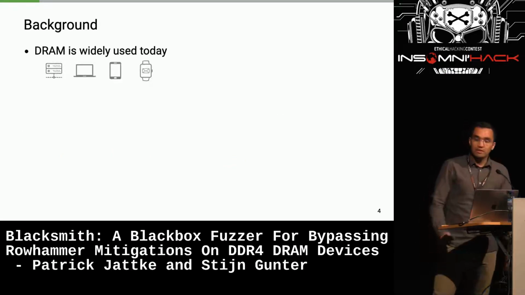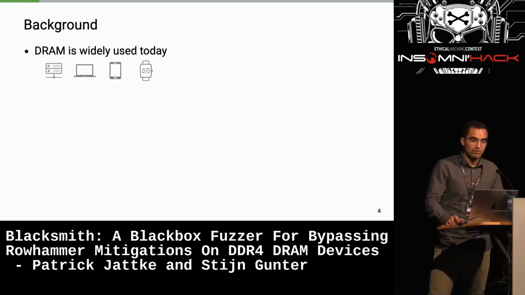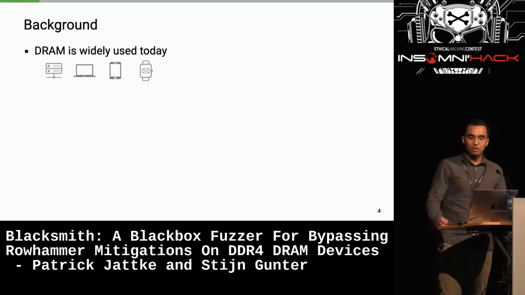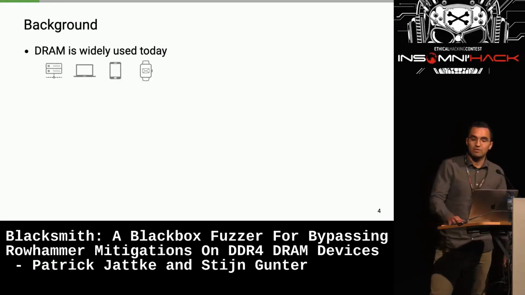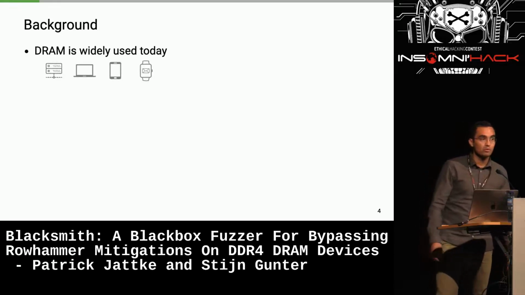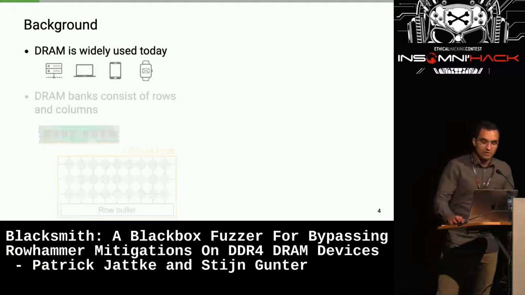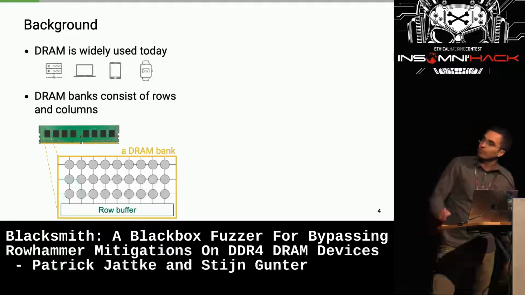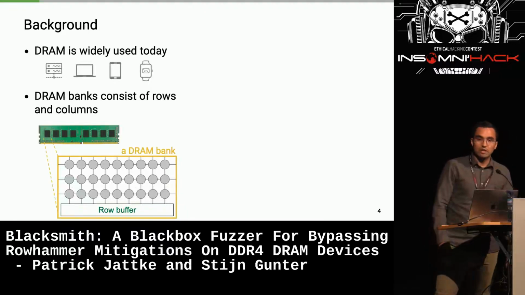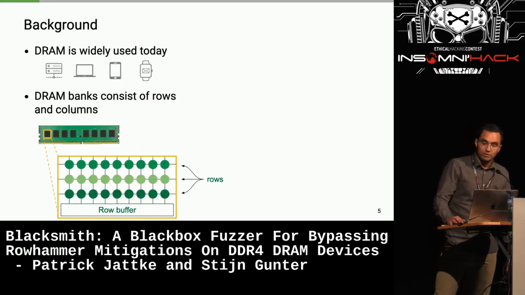So before talking about Blacksmith, let me quickly give you a brief background on DRAM. I guess everybody knows DRAM, dynamic random access memory, that is today widely used in many different devices, for example, servers and also notebooks, smartphones, smartwatches. Here you can see a PC DIMM equipped with 8 DDR4 DRAM chips. Each of these chips contains multiple DRAM banks, and these banks are organized in a matrix-like structure consisting of rows and columns.